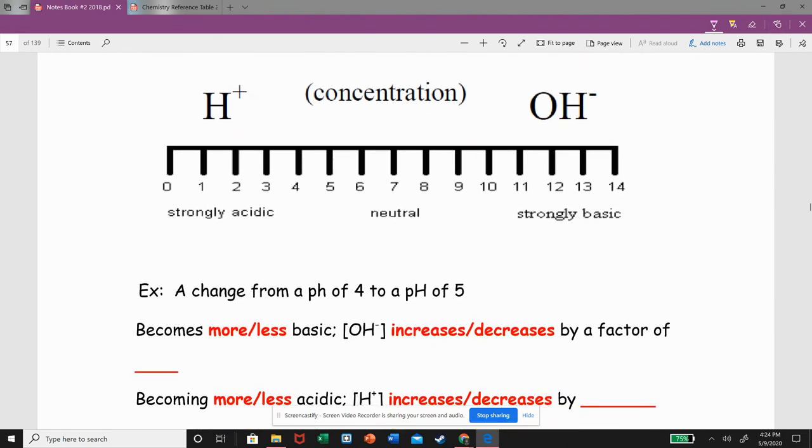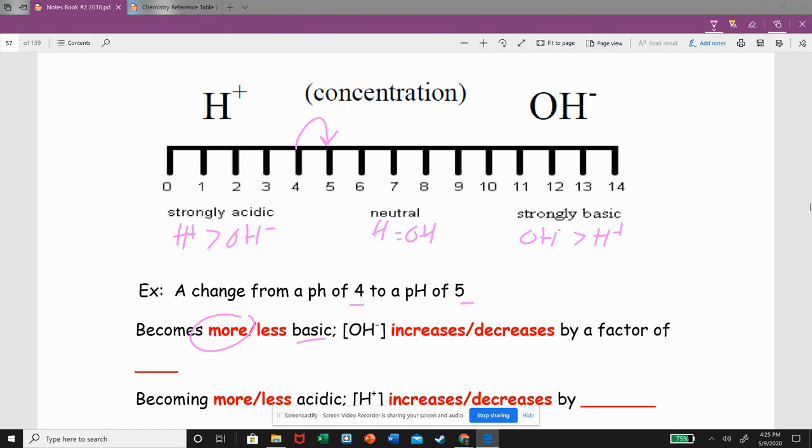So here we have our 0 to 14, right? We have our neutral, where H is equal to OH. We have our strongly acidic, where H plus is greater than OH minus. And we have our strongly basic, where OH minus is greater than H plus. So if I'm going to go from 4 to 5, I love number lines. Did I go to more basic or did I go less acidic? Well, I went from 4 to 5, so I moved to the right, which is towards the base side. So that is becoming more basic.